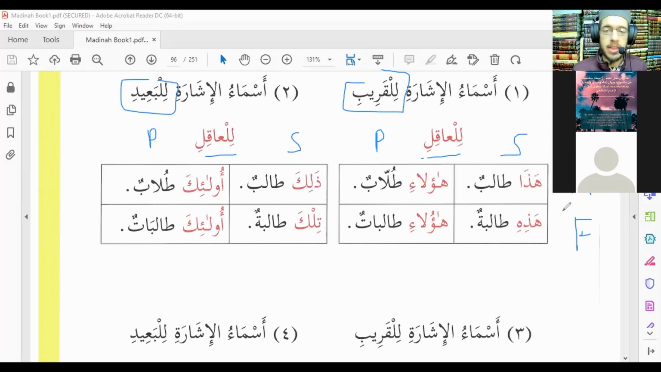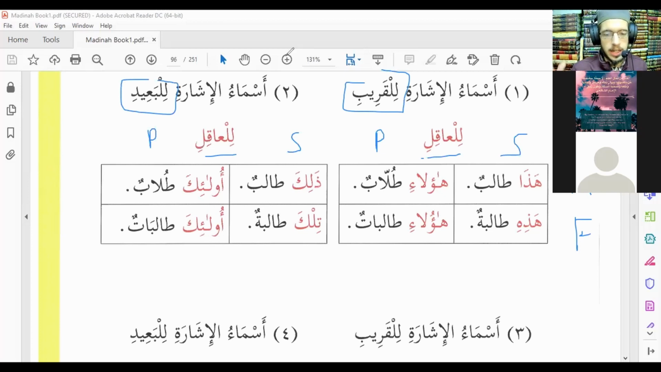So we have هذا, one of them, masculine, طالب. هذه, one of them, feminine, طالبة. هؤلاء طلاب, plural masculine or mixed. هؤلاء, plural feminine or mixed. Easy. The demonstrative pronouns don't recognize gender in the plural. هؤلاء طالبات. And the same thing, etc. ذلك, تلك, أولئك, أولئك. Okay.